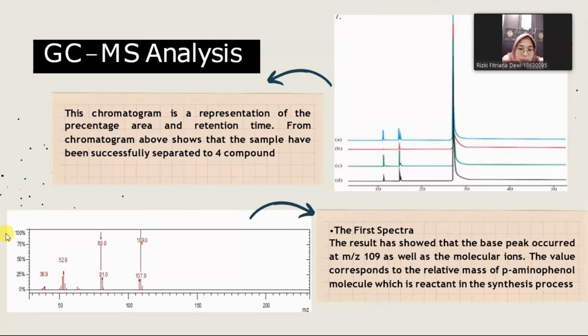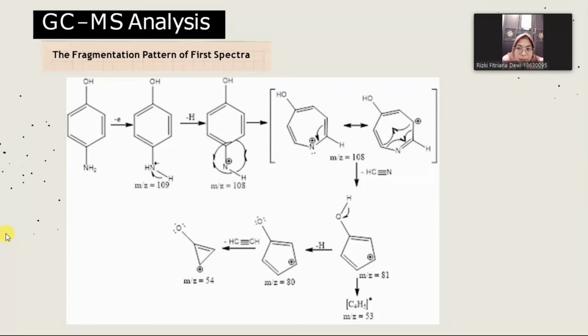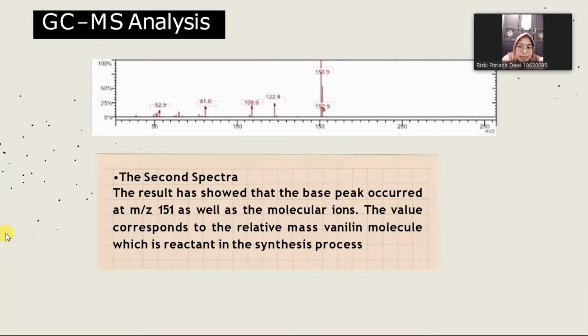Next. The first spectra can be represented by the fragmentation pattern. We can see that the molecular ion has the fragmentation pattern with the highest molecular weight, that is 109. Next. For the second spectra, the result showed six spectra, and the base peak occurred at 151 molecular weight, as well as the molecular ion. The value corresponds to the relative mass of the vanillin molecule.